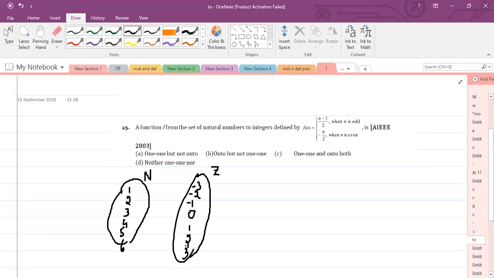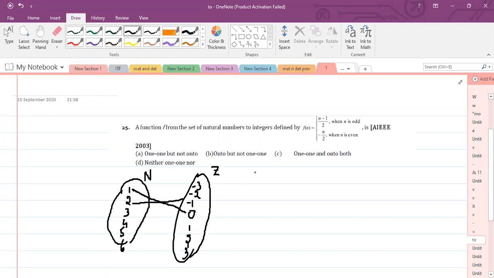Now, if you give the input as 1, sorry, 1 is odd. If the number is odd, then (n minus 1) by 2. If you give input 1, it is (1 minus 1) by 2, so 1 connects to 0. Then if you consider 2, 2 is even, so minus 2 by 2. 2 connects to minus 1.